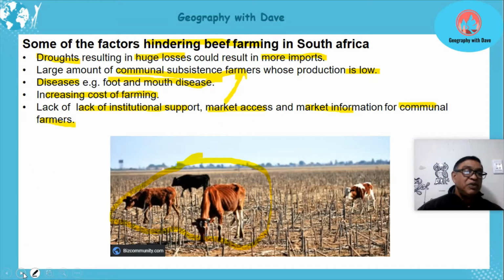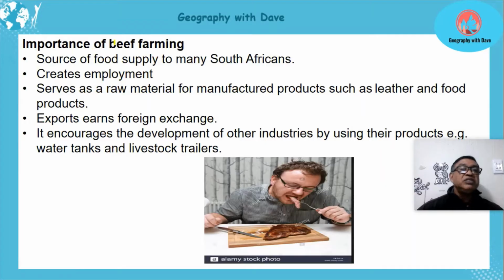Let's go on. The importance of the beef industry. It's a source of food supply, and you will carry on with concepts like proper food supply, where you need food security in the country. Beef can play a big part, the production of enough beef. It's a source of food for many people in the country. It's quite a favorite food for many people.